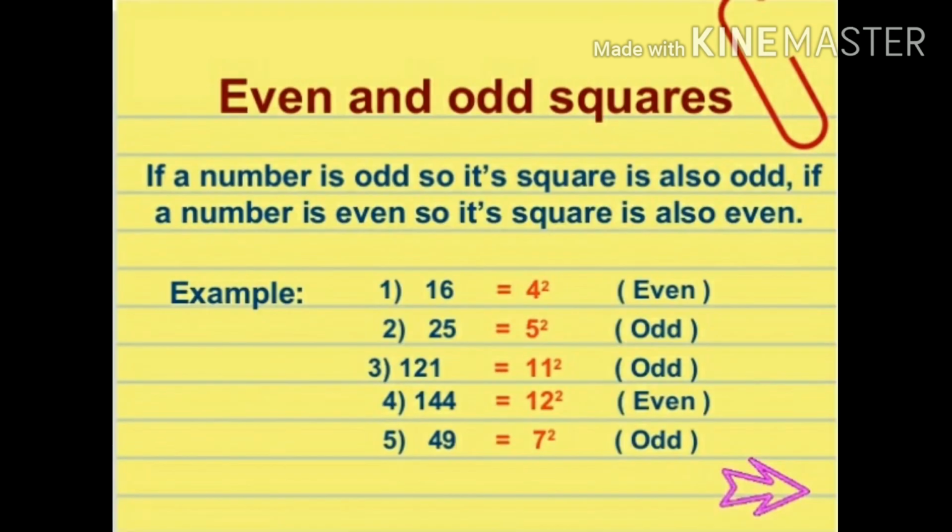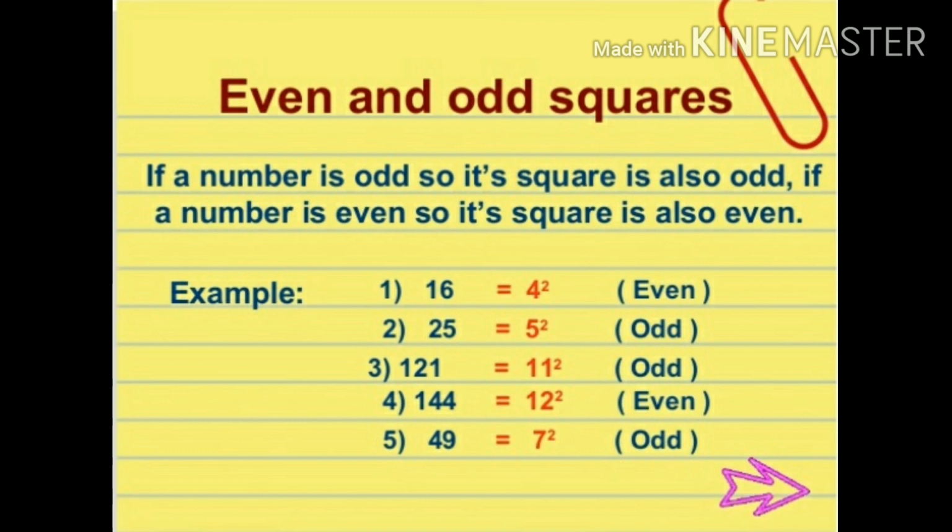Dear students, we go to the next concept, that is even and odd squares. If a number is odd, then its square is also odd. If a number is even, then its square is also even. Examples: 16 is the square of 4. 4 is even. Its square 16 is also even. If you consider 5, it's an odd number. Its square is 25. That is also odd.